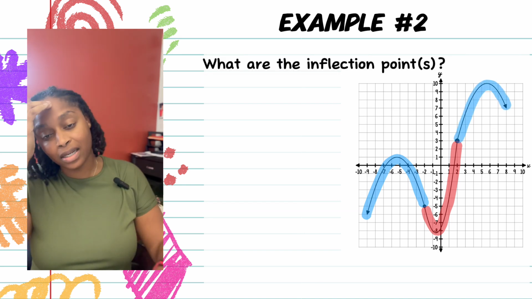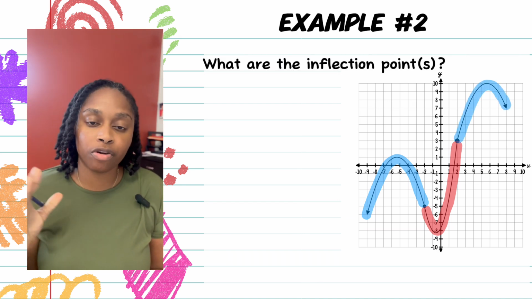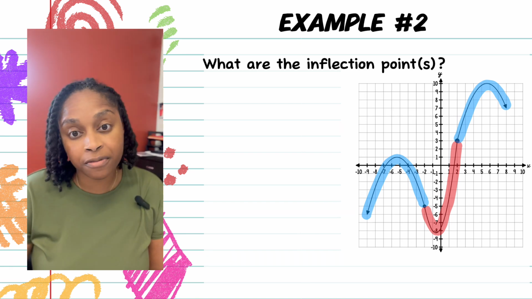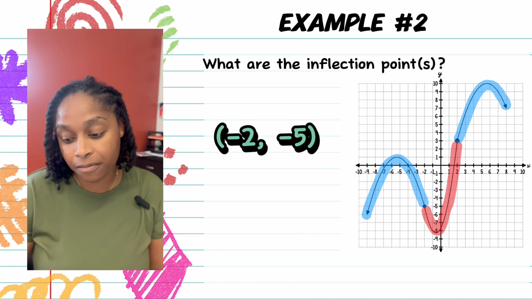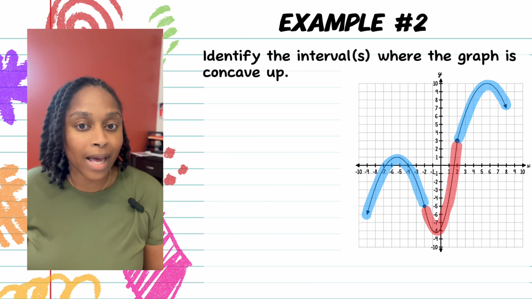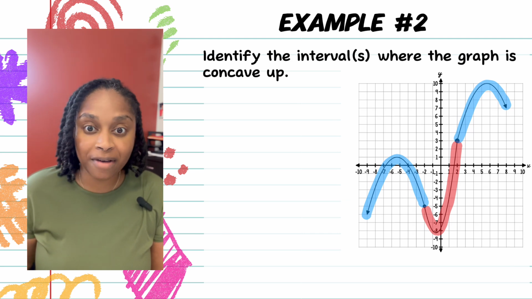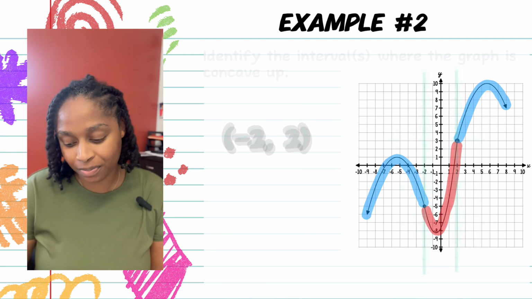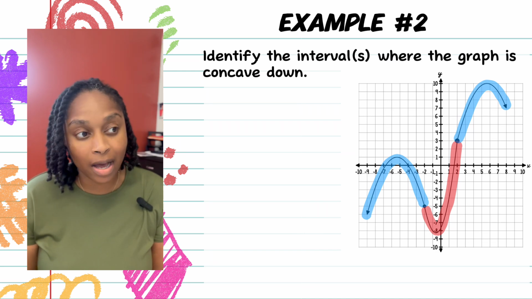Now we need to identify the points of inflection where the graph changes from concave up to concave down or vice versa. The first inflection point is (-2, -5), and the second inflection point is at (2, 3). Lastly, we need to identify the intervals where the graph is concave up. That's going to be from -2 to 2. Finally, we identify where the graph is concave down.